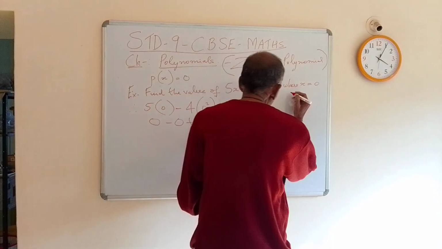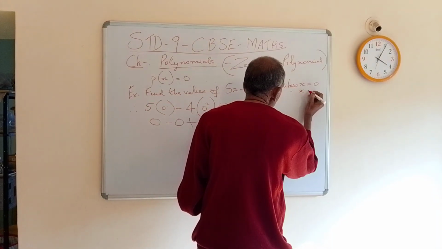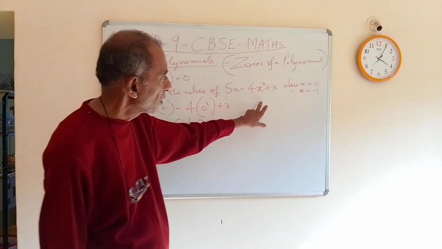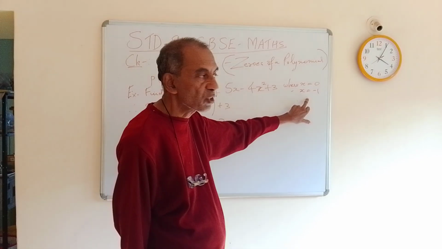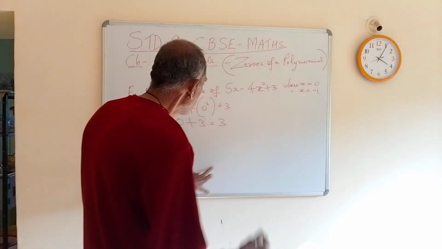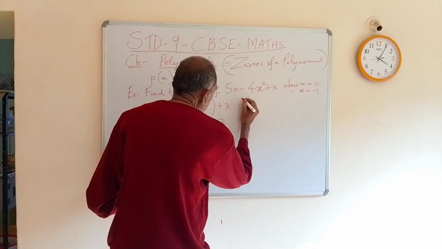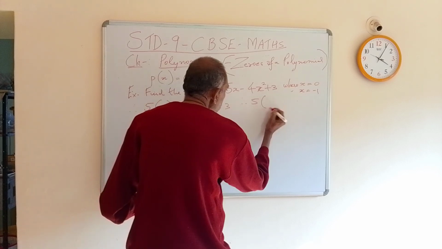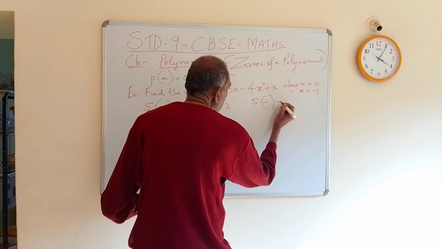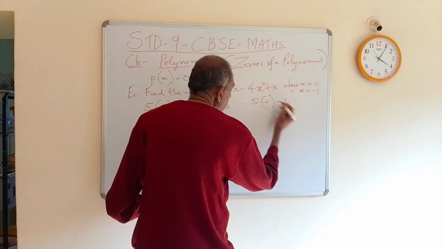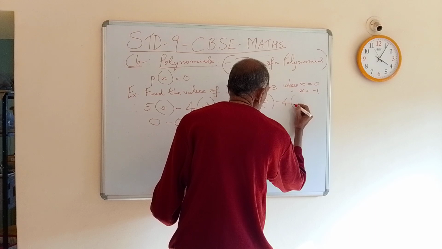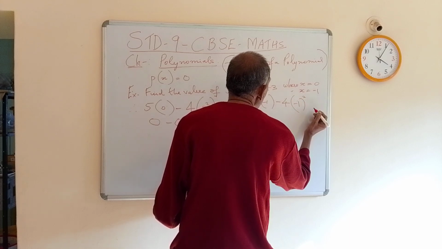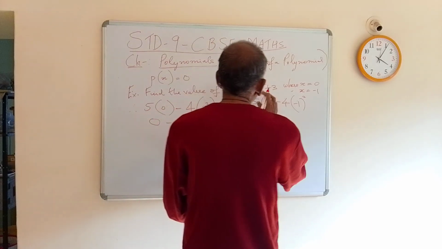Now we find the value of this same expression changing the value of x. Second will be where x is equal to minus 1. Now we'll solve this same expression taking the value of x to be minus 1. So here it will be 5 into minus 1, then minus 4 into x square, that is minus 1 square, plus 3.